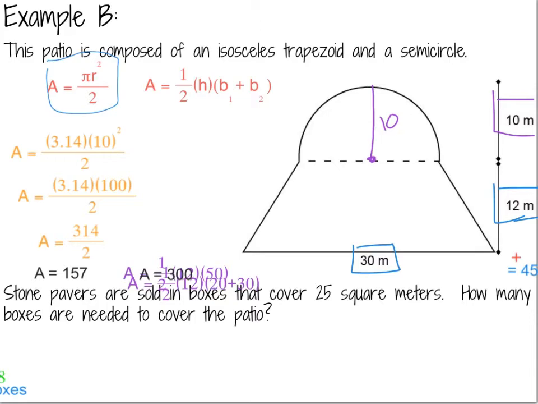But I remember that if 10 was halfway across the circle, and that was my radius, and this time I'm going all the way across the circle, so I need the diameter. So if the diameter is always double what the radius is, I know this will be 20.